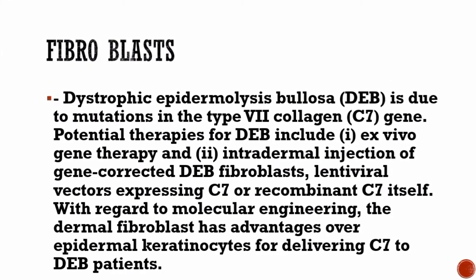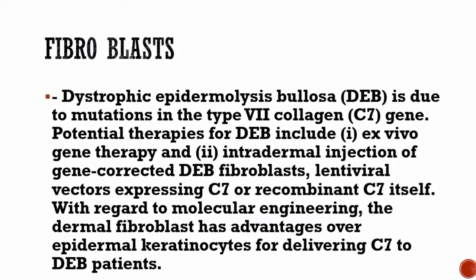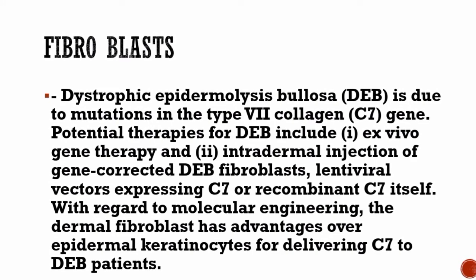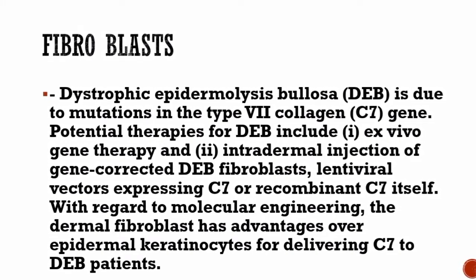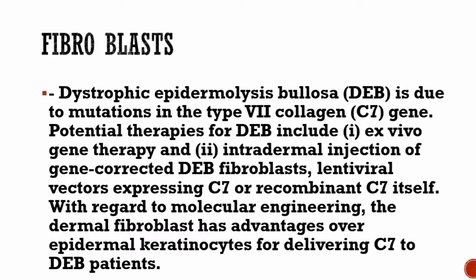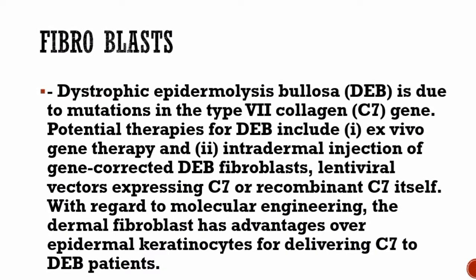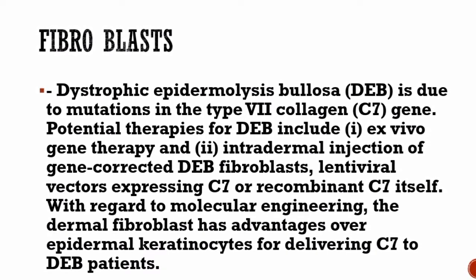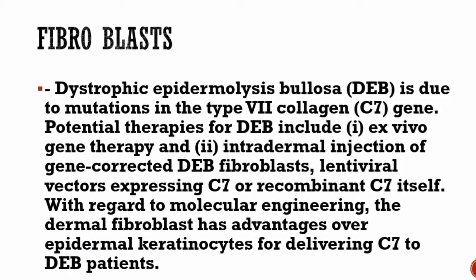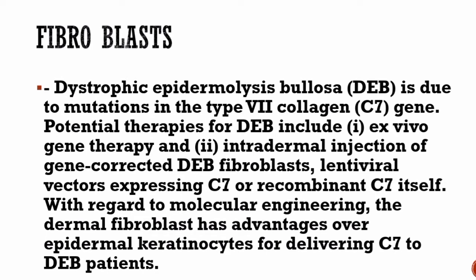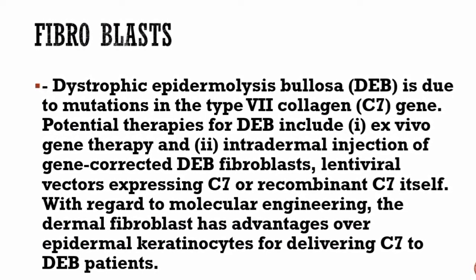Fibroblasts. Dystrophic epidermolysis bullosa, or DEB, is due to mutations in the type 7 collagen, or C7, gene. Potential therapies for DEB include ex vivo gene therapy and intradermal injection of gene-corrected DEB fibroblasts, lentiviral vectors expressing C7, or recombinant C7 itself. With regard to molecular engineering, the dermal fibroblast has advantages over epidermal keratinocytes for delivering C7 to DEB patients.